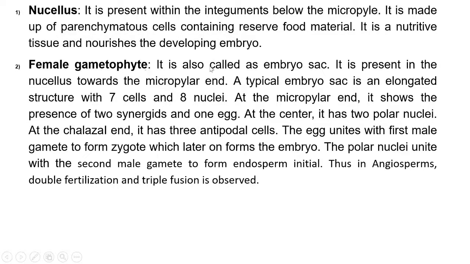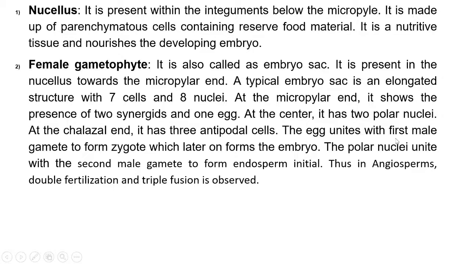Female gametophyte, it is also called the embryo sac. It is present in the nucellus toward the micropylar end. A typical embryo sac is an elongated structure with 7 cells and 8 nuclei. 80% of angiospermic plants show the 8 nucleated embryo sacs. At the micropylar end, it shows the presence of 2 synergids and 1 egg. At the center, it has two polar nuclei. At the chalazal end, it has three antipodal cells.